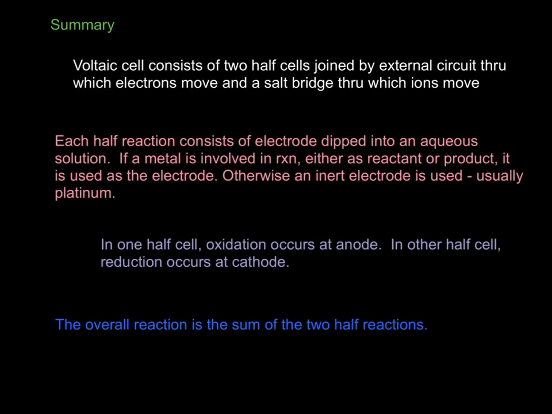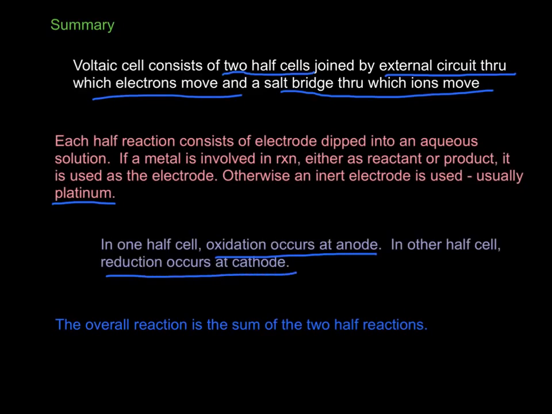Now this has been a little long, so let's just kind of summarize everything. A voltaic cell consists of two half cells joined by an external circuit through which the electrons move and a salt bridge through which the ions move. Each half reaction consists of an electrode dipped into an aqueous solution, so like zinc into zinc ion. If you have a metal in the reaction, you just use that as the electrode. Otherwise, you're using an inert electrode, usually platinum. In one half cell, you've got the oxidation at the anode, reduction at the cathode, and the overall reaction is just the sum of those two.